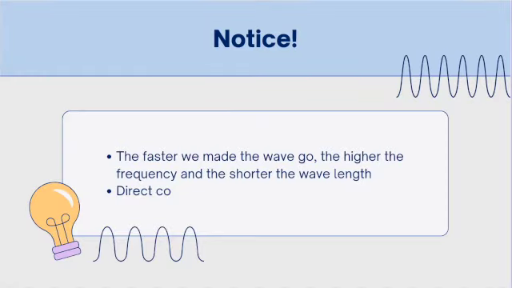Notice when we were doing our slinky demonstration that the faster we made the wave go, the higher the frequency and the shorter the wavelength. Direct means there's a direct correlation between frequency, wavelength, and speed.